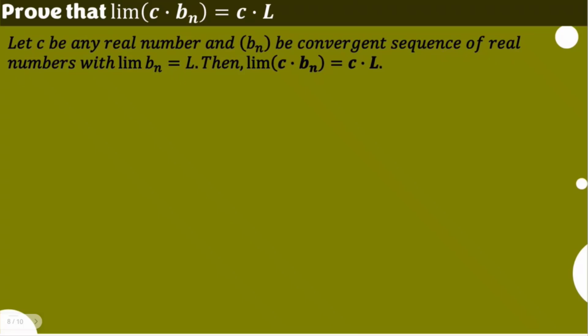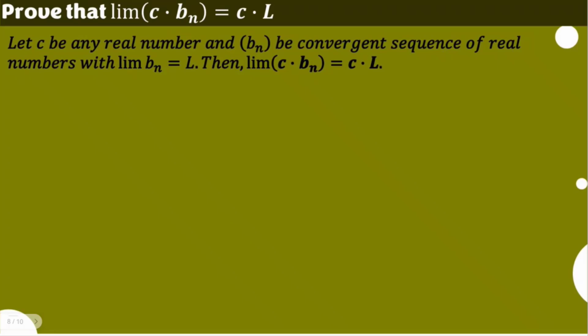This time, we are going to prove that the limit of the product of a constant c and sequence b sub n is equal to the product of the same constant c and the limit of b sub n, which is L. So this is still part of proving limit theorems using definition as part of the review on sequences and series for preparation for real analysis.